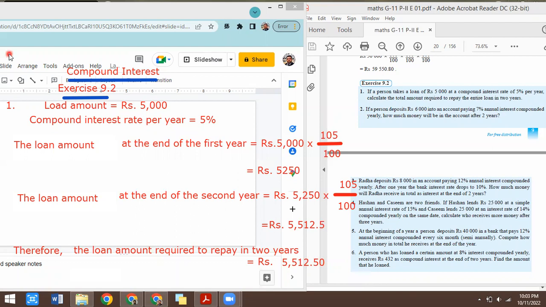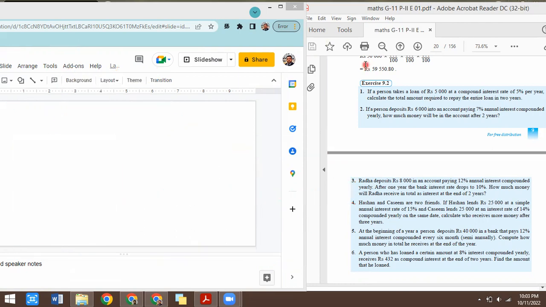Now moving on to the next question. If a person deposits 6,000 rupees into an account paying 7% annual interest compounded yearly, how much money will be in the account after 2 years? So it's also a similar type of question, but the first question is related to the loan, and the second question is about fixed deposit.